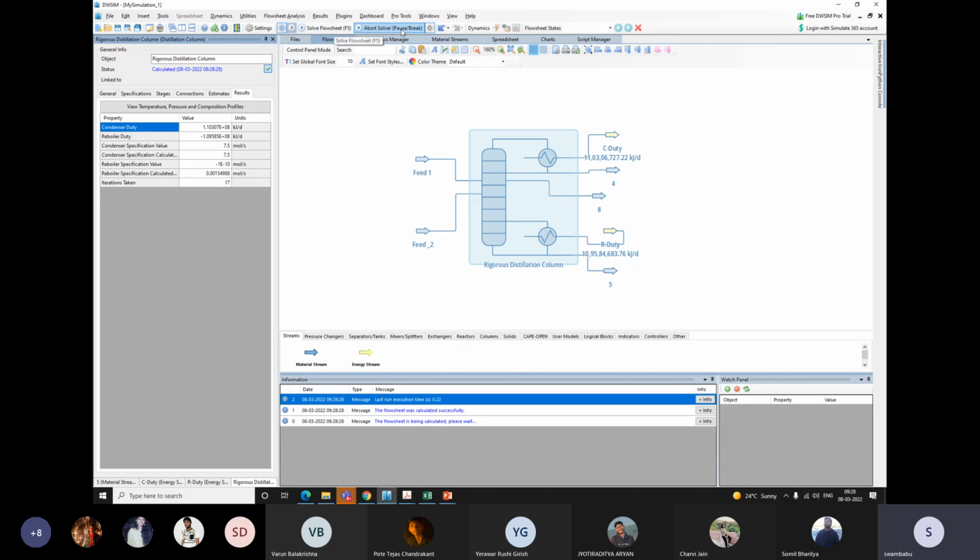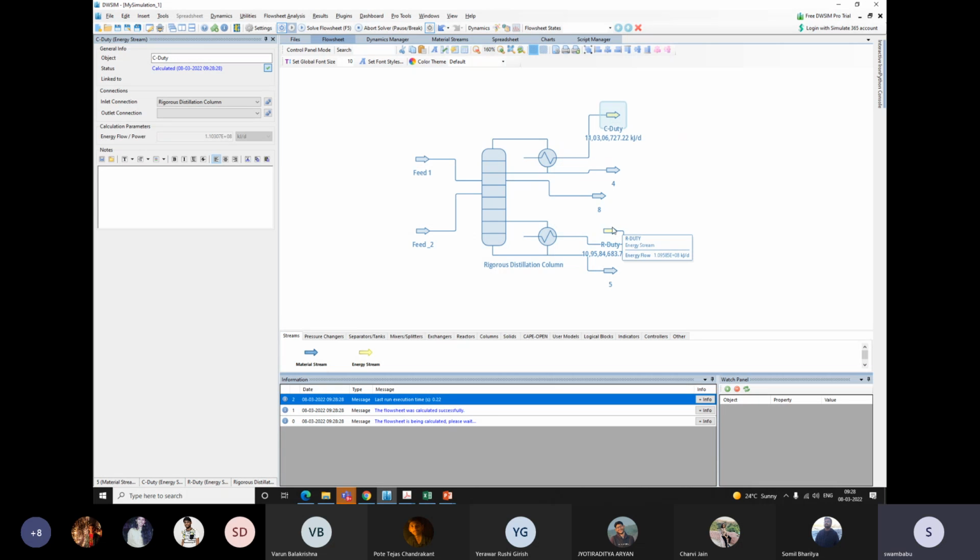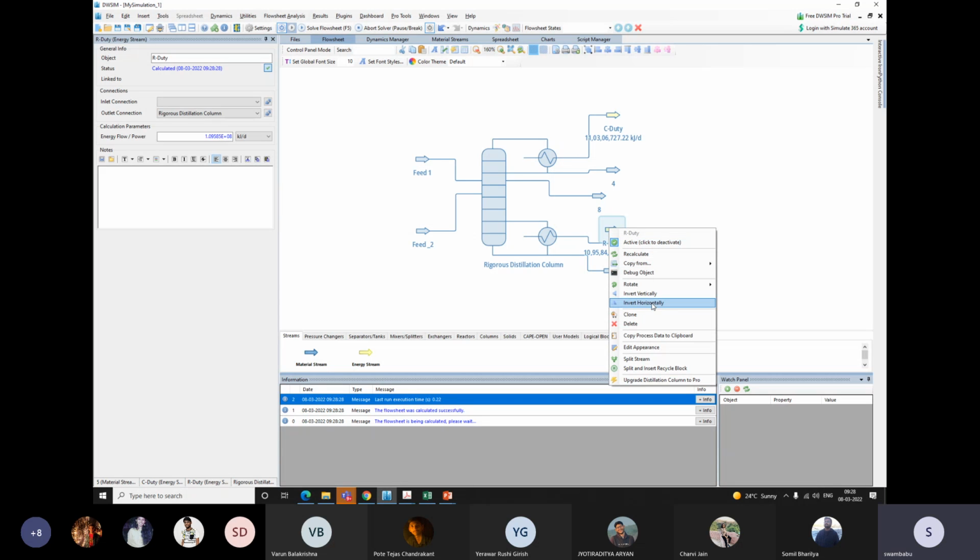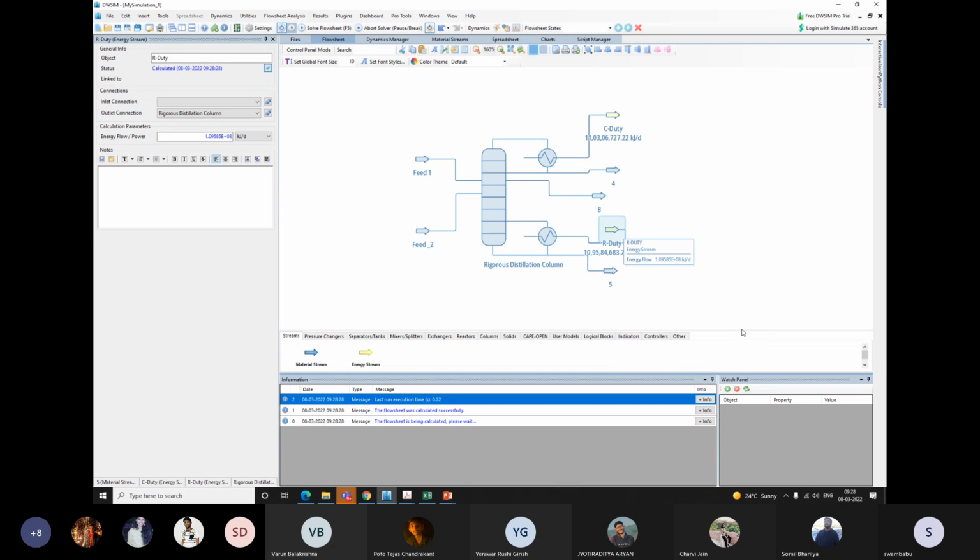As soon as you click on solve flowsheet, it does all the calculations: how much heat is removed, and how much energy is supplied from the reboiler. We can rotate this. So for the reboiler, this much heat needs to be given.